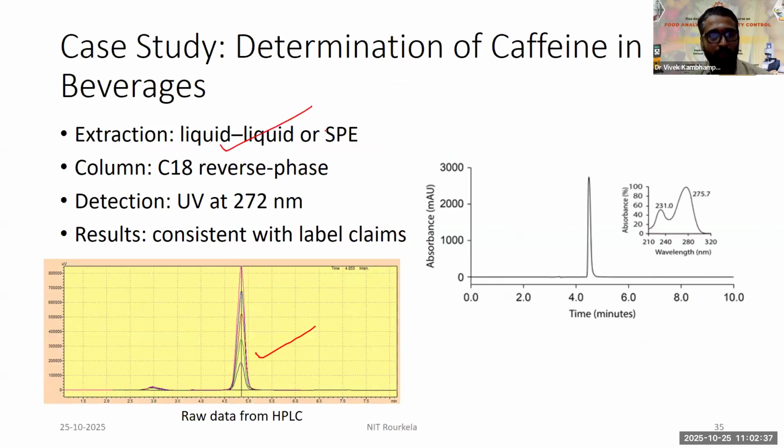Liquid extraction you can use for the determination of caffeine. A C18 column is commonly used, and this is analyzed at 272 nanometer. You will get a smooth peak like this. This is the caffeine, around 4.5 you will get the caffeine, right? This is the retention time.